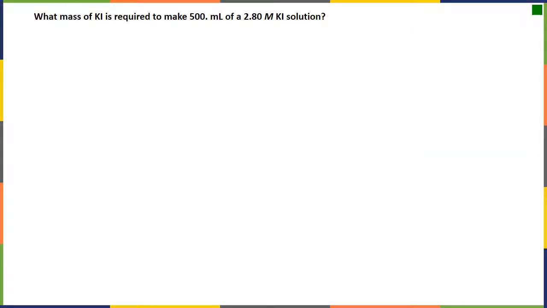So continuing, we want to know how many grams of potassium iodide is required to make 500 mLs of this concentration. So if we had 1 liter, we'd have 2.8 moles, but we only have half a liter. Let's make sure we can do our conversion. We know there's 1,000 mLs per liter. So this is going to give us 0.500 liters.